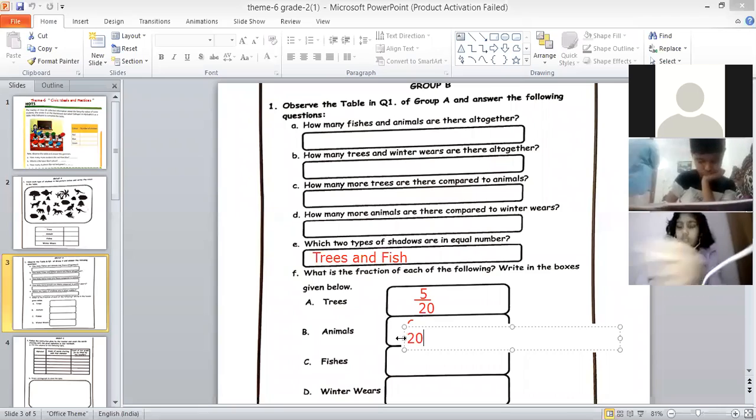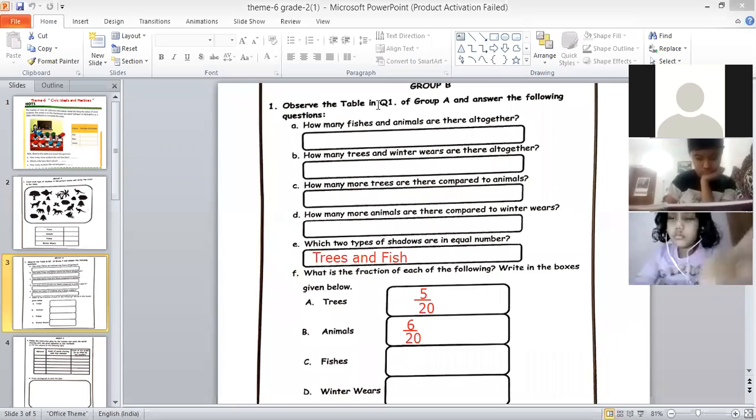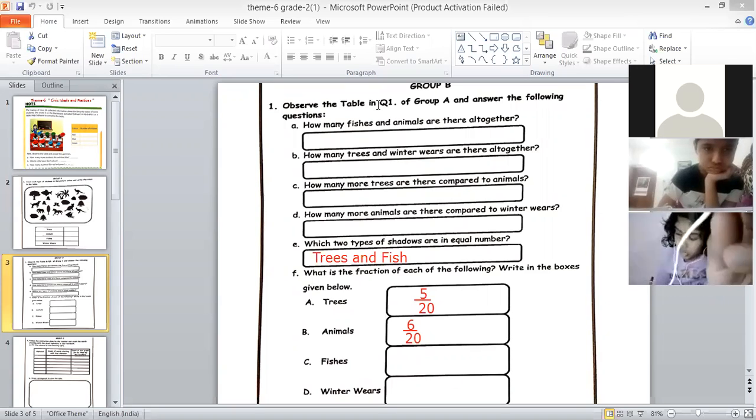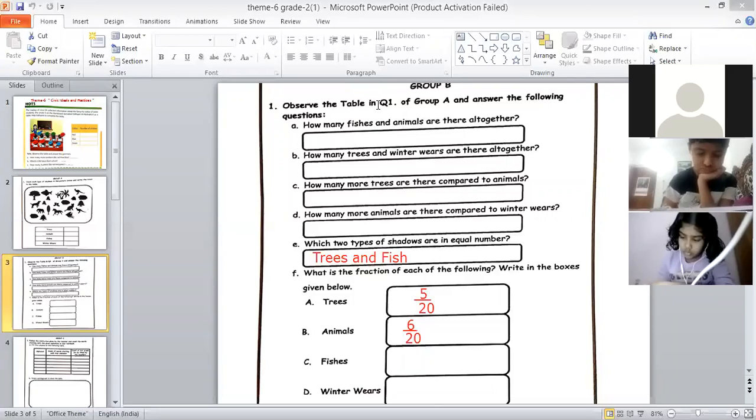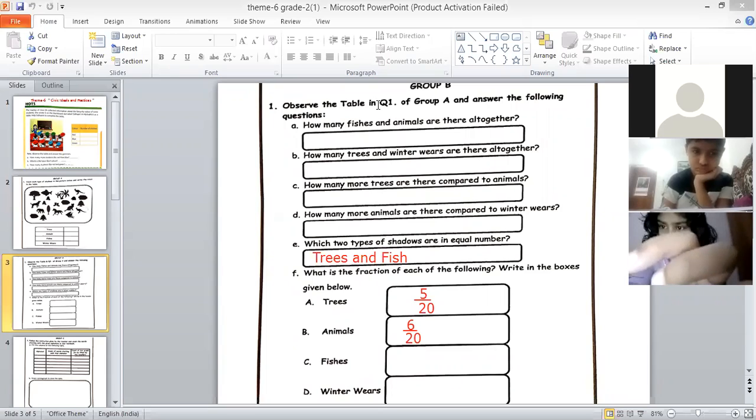So what is the fraction? Devansh, read this fraction quickly. What is the answer? 6 upon 20, or you can say 6 by 20. Okay, read it again. 6 upon 20, or you can say 6 by 20. You all should know how to read the fraction.